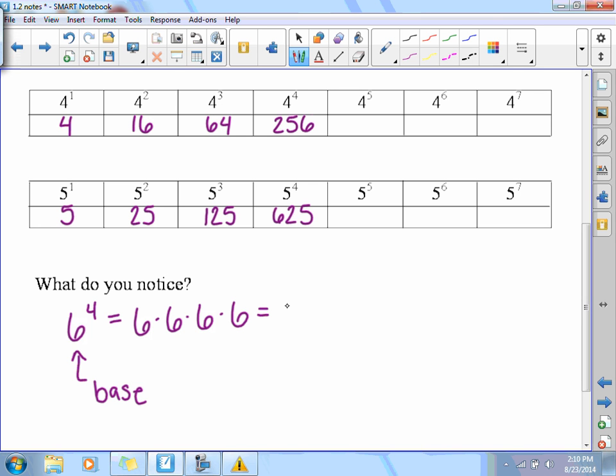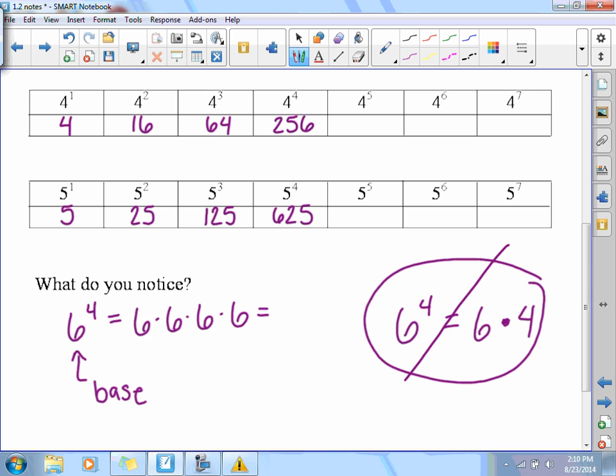Okay. And remember, a common mistake is that with 6 to the fourth power, students often think of that as 6 times 4. That's not really what we're doing here. We are multiplying, but we're not multiplying the base by the exponent. We're multiplying the base by itself 4 times. Okay? So this is a big no-no. You can even put that in your notes and put a big cross through it like that, so you remember that that's an error in your thinking.